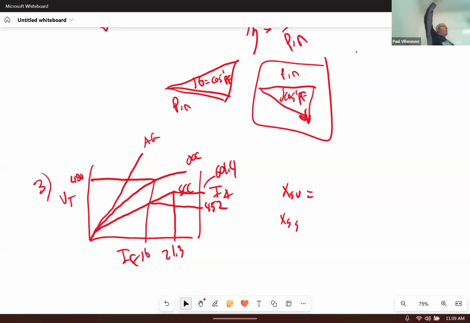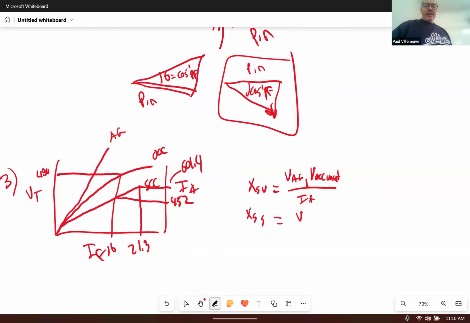Now remember the deal about X sub S unsaturated and X sub S saturated. Unsaturated means you have to use the parameters that the OCC is a linear line, or the air gap, right? You can use any parameters on the air gap. So you can use the air gap or V OCC on the unsaturated. That's the same thing. And you're going to divide it by your field current at that. For my saturated, it's V open circuit characteristic saturated divided by I A.